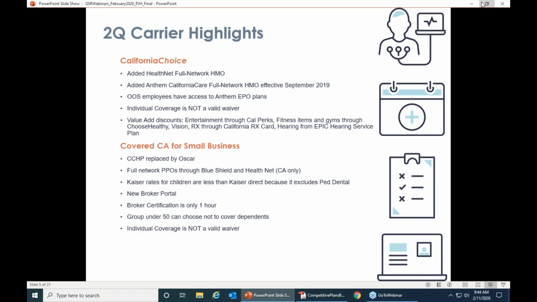Also, the rates within Kaiser for Covered California are cheaper because there's no pediatric dental. So that is saving you $14 per kid per month. In addition to that, there are no administrative fees. So there's no monthly fee like you have with Cal Choice, which is going to be $30 to $50 per month, depending on the group size. There's no $30 to $50 per month fee with Covered California. So keep that in mind as well.